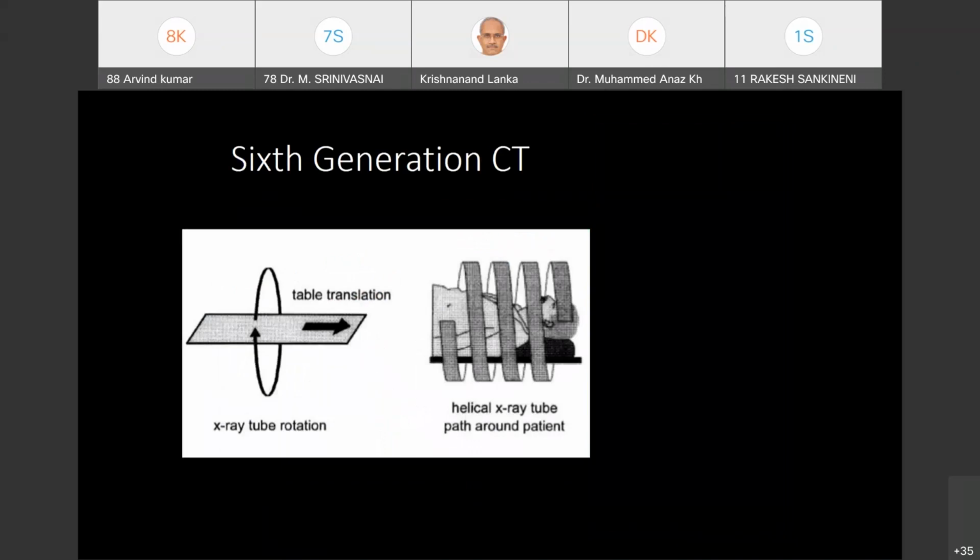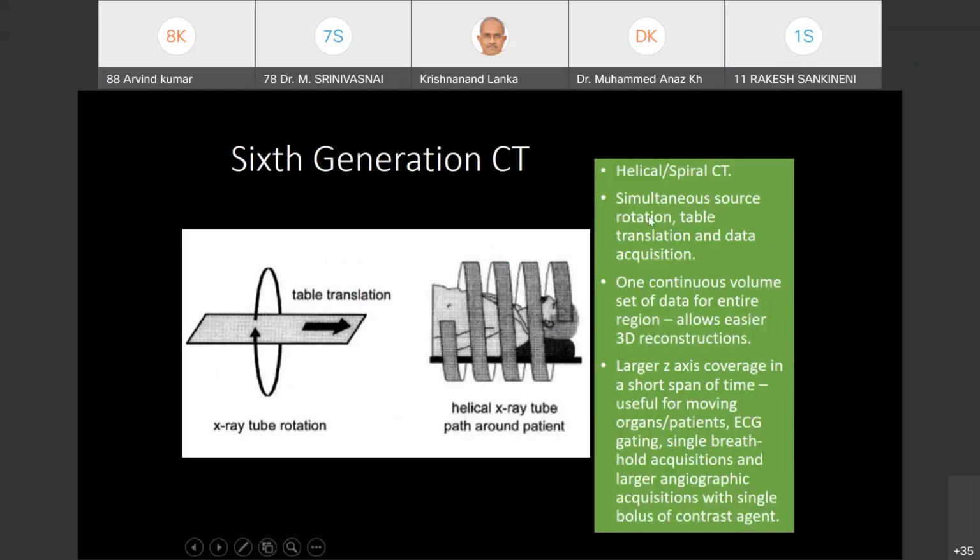And then sixth generation is what is called helical or spiral CT. So simultaneously source rotation, table translation, and data acquisition. Source rotation is there, and table translation is happening simultaneously, so you need not stop for every round. One continuous volume of the entire region allows easier 3D. Larger Z-axis coverage in a short span of time is useful for moving organs, patients, ECG gating, single breath-hold acquisition, and larger angiographic acquisitions with a single bolus of contrast agent.